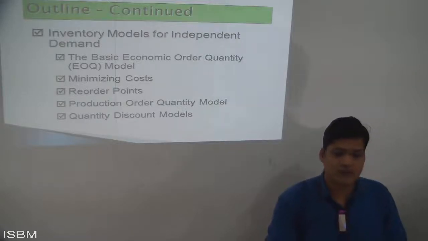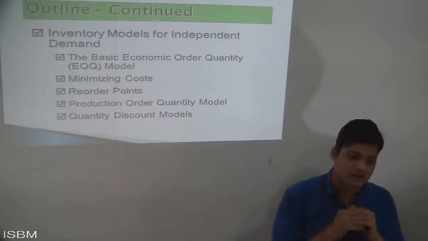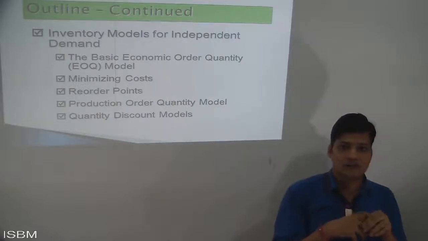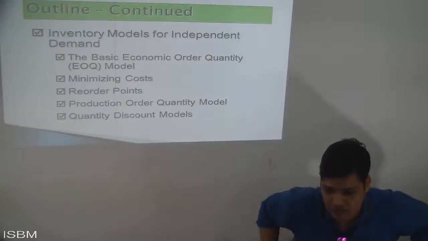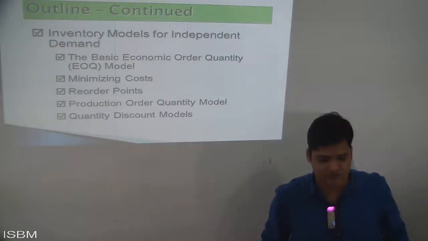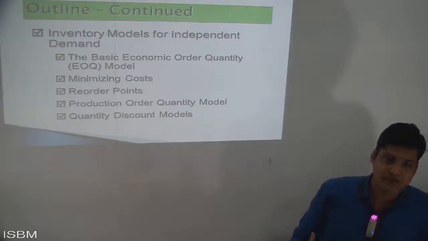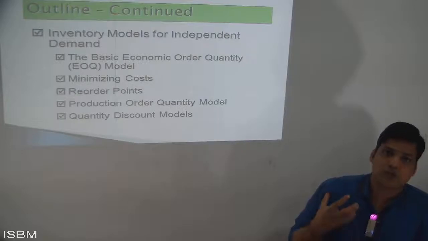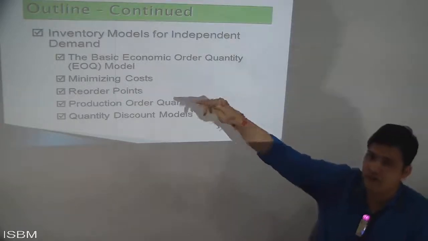Then inventory model for independent demand, the basic economic order quantity. The basic economic order quantity is nothing but the EOQ. We will learn that EOQ in the examination. Sometimes we need to calculate the EOQ, the economic order quantity. So in the examination we have to calculate.